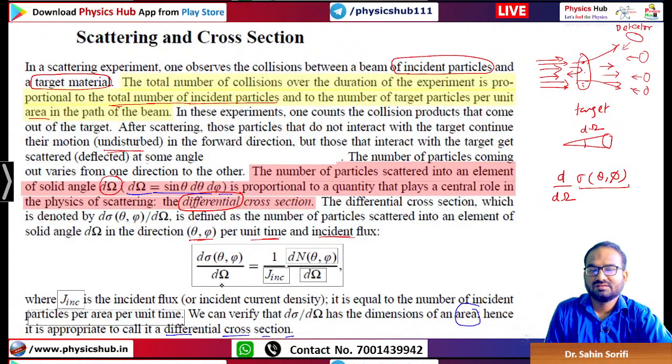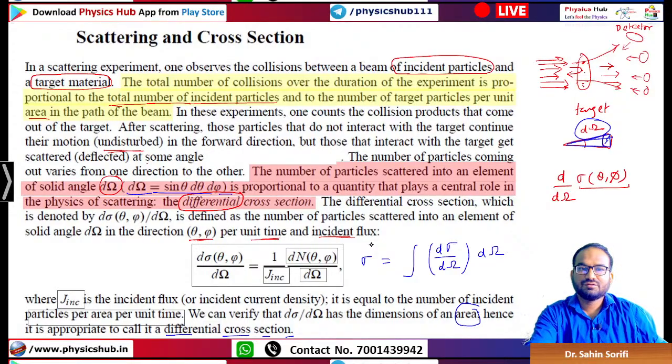So the takeaway from this is d omega is equal to sin theta d theta d phi, and d sigma by d omega is equal to this. This is for a particular solid angle, an element of solid angle d omega. And if you want to get the total cross section, what we have to do is integrate the differential cross section d sigma by d omega over the solid angle, and it should give you the total cross section.